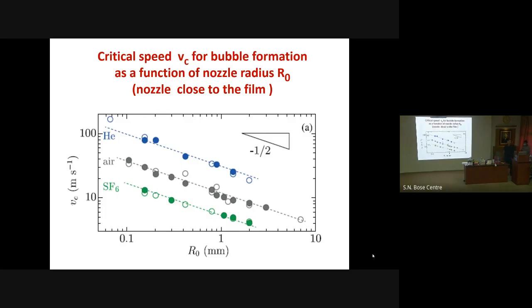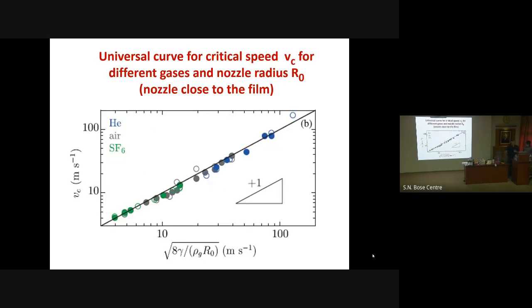Then you measure the critical speed, whatever they could measure, and plot it against R0, the radius, and the slope is exactly -0.5. That's why it's a PRL. They could confirm this. Then for different gases, they calculated the critical speed and plotted it against the square root of 8T divided by rho R0. The slope is exactly 1, so it's confirmed. It's the density of the air that gives the momentum transfer.